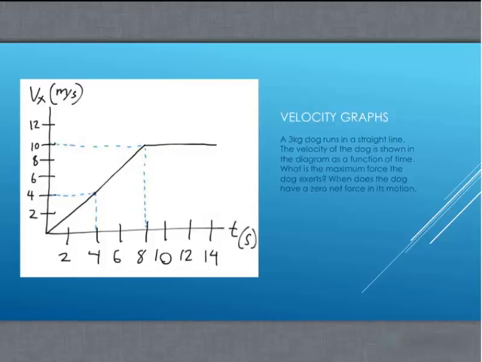A 3-kilogram dog runs in a straight line. The velocity of the dog is shown in the diagram as a function of time. What is the maximum force the dog exerts? When does the dog have a zero net force in its motion?